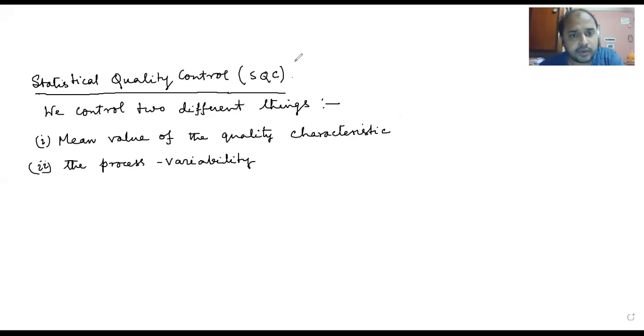By statistical quality control, we actually try to control two different things. One is called the mean value of the quality characteristic, and another is called the process variability. If you are copying anything, try to copy quickly, because I have to do lots of calculations and will fluctuate between the pages. So you have to speed up your writing. Okay, so let's continue with this.